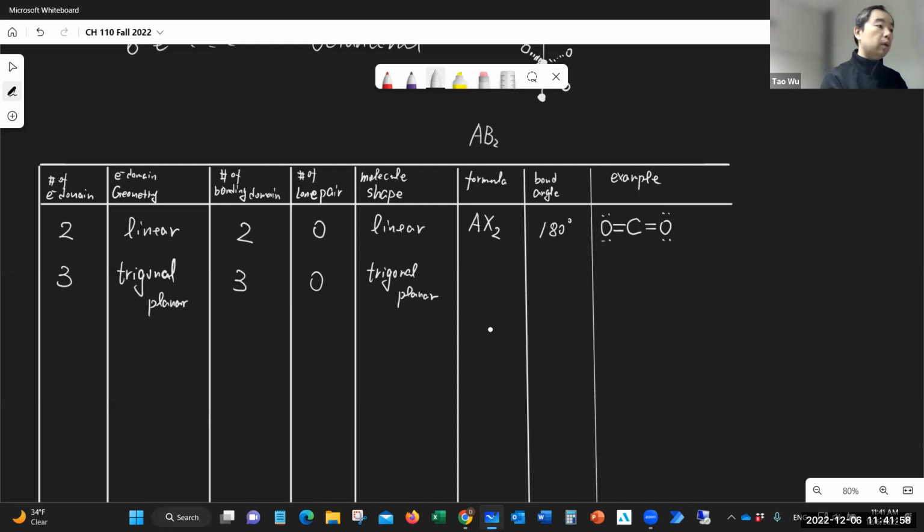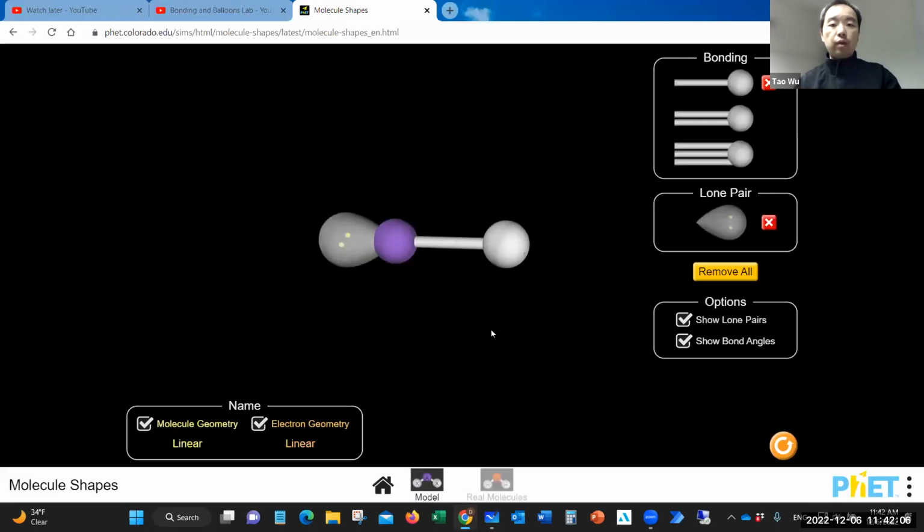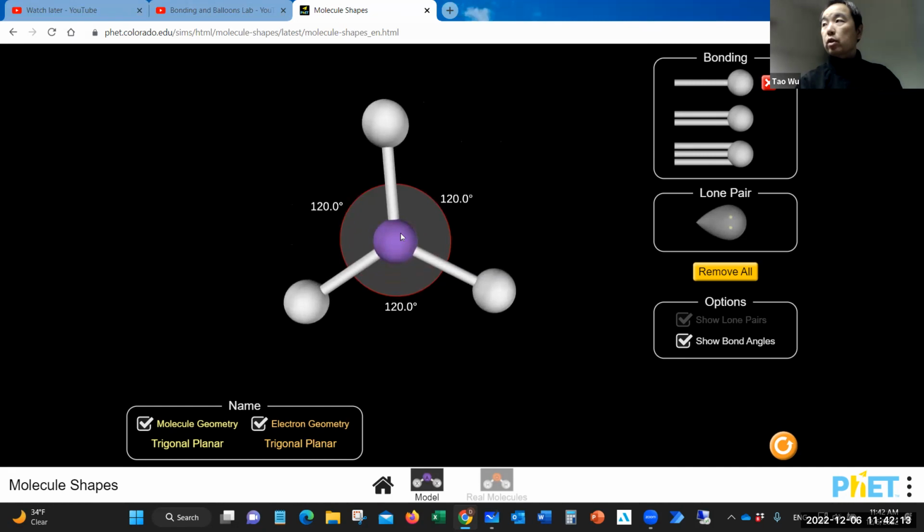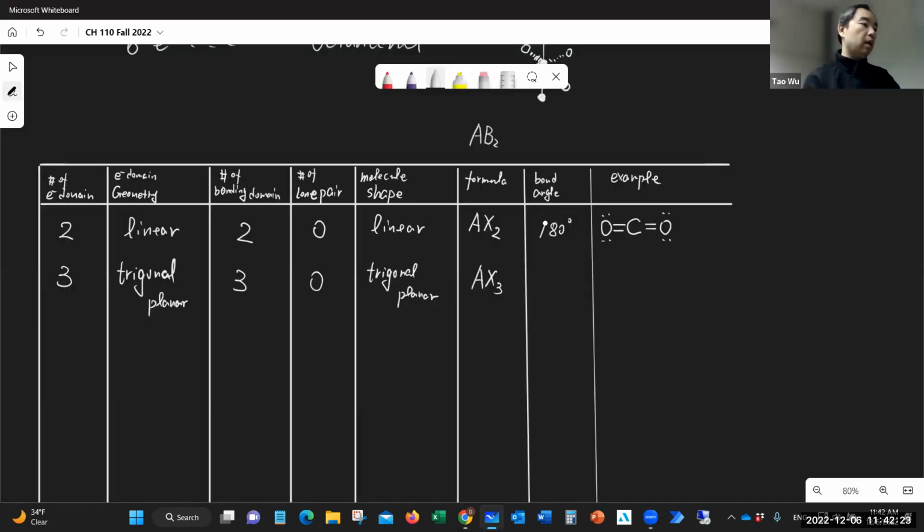And the formula is going to be just AX3. In this case, there is 1 atom in the center, and A is the central atom. The X is a side atom, and there are 3 side atoms. So it's just like this. The bond angle will be just 120 degrees. So trigonal planar has 120 degrees.